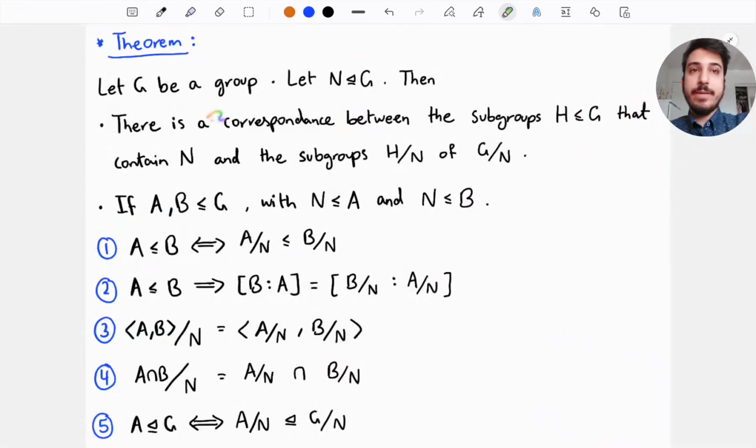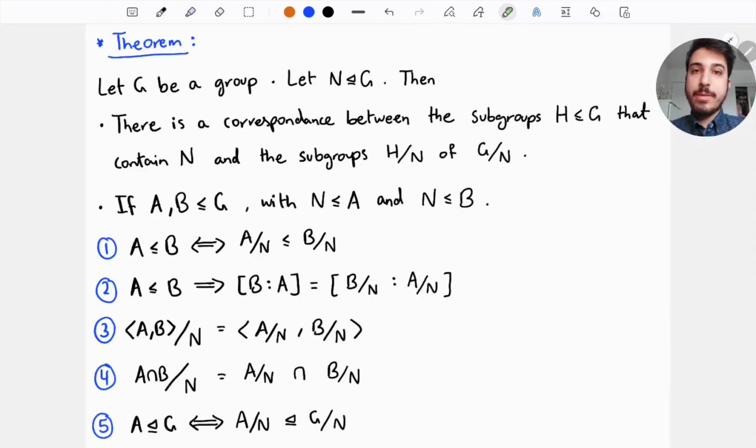This theorem says that if G is a group and N is a normal subgroup of G, then there is a one-to-one correspondence, or a bijection, between the subgroups H of G that contain N and the subgroups H/N of G/N. Exactly, this is the relation that I've mentioned in the introduction. The correspondence between the subgroups of G that contain N and the subgroups of G/N.